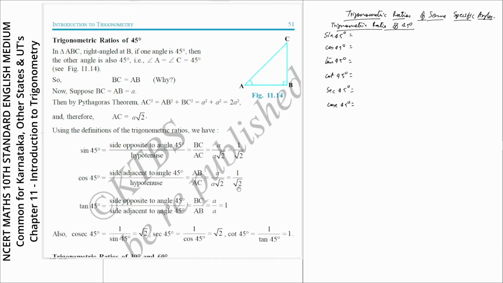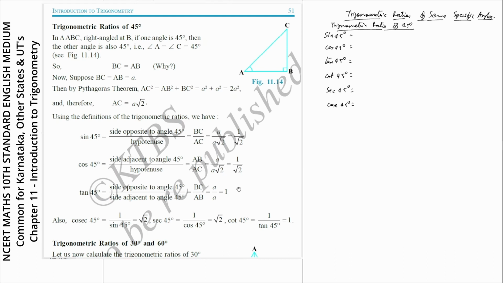The next topic in this chapter is trigonometric ratios of some specific angles, and the first one is trigonometric ratios of 45 degree. Now consider one right angle triangle ABC. Let angle B is equal to 90 degree and angle A is equal to 45 degree. See, when angle A is equal to 45 degree, angle C also will be 45 degree, and side AB will be equal to side BC. Suppose if side AB is 1 and BC is 1, what will be this side AC?